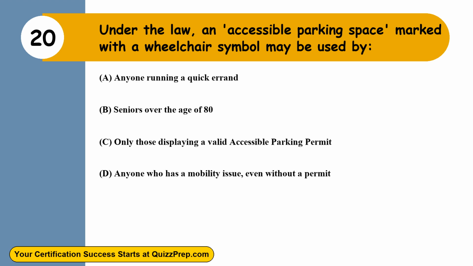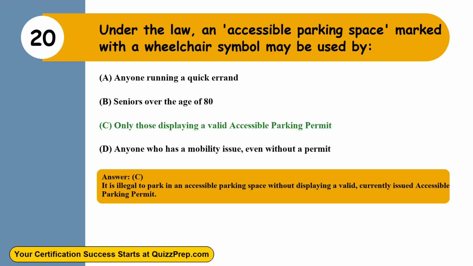Option D, anyone who has a mobility issue, even without a permit. The correct answer is option C, only those displaying a valid accessible parking permit. It is illegal to park in an accessible parking space without displaying a valid, currently issued accessible parking permit.